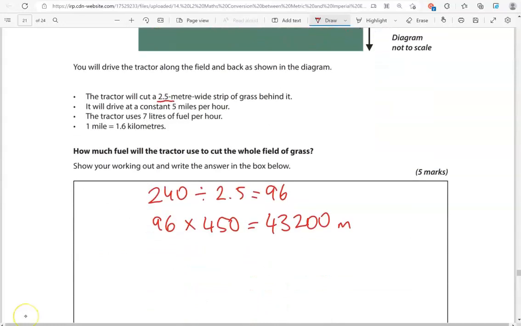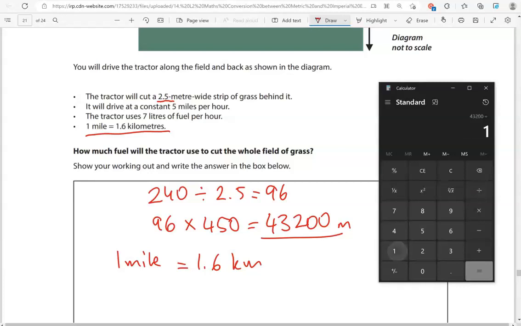We've got the speed given in miles per hour, so we need to convert the meters into miles. We've got the conversion rate, which is 1 mile is equal to 1.6 kilometers. So we need to first convert this into kilometers. There are 1,000 meters in a kilometer, so 43,200, we're going to divide that by 1,000 to get the number of kilometers, which is 43.2.